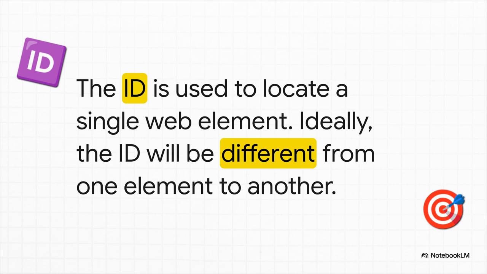First up is ID. And let me tell you, when an element has an ID, it is your absolute best friend. Why? Because an ID is supposed to be totally unique on the entire page. It's like a social security number for that element. There should only be one. So if you see one, that's almost always your best bet. It's fast and it's reliable.